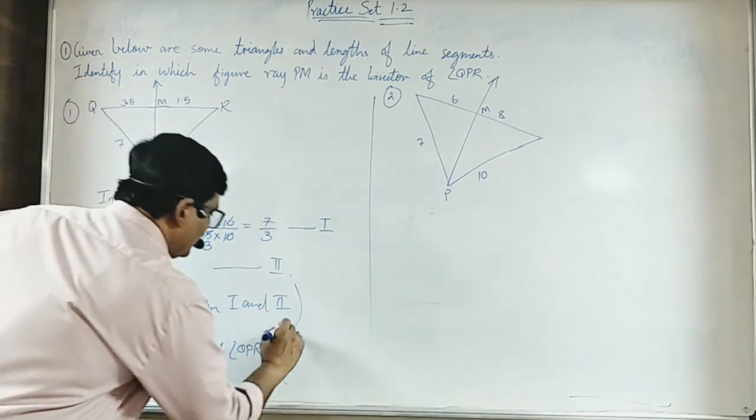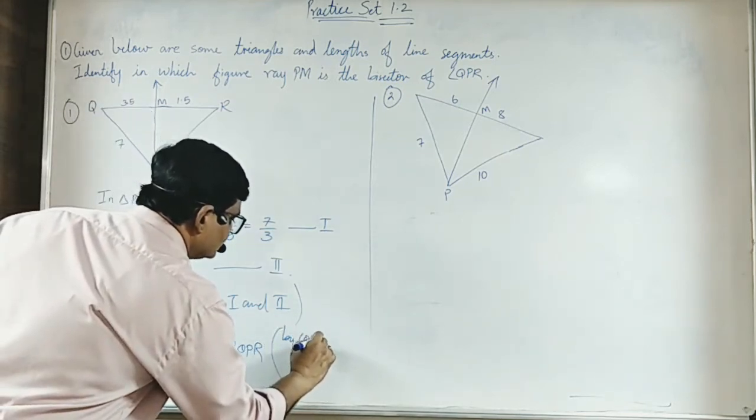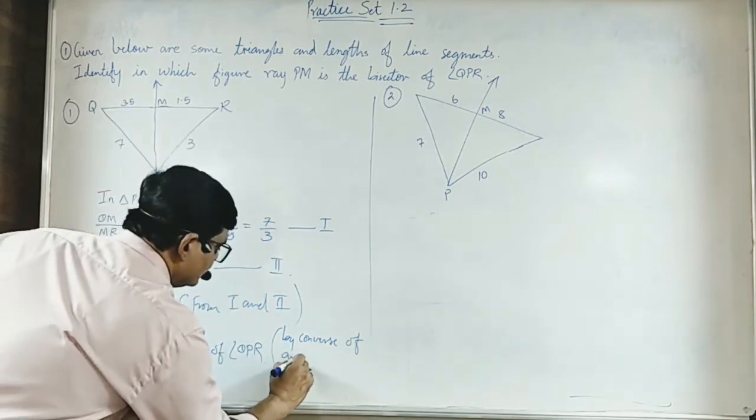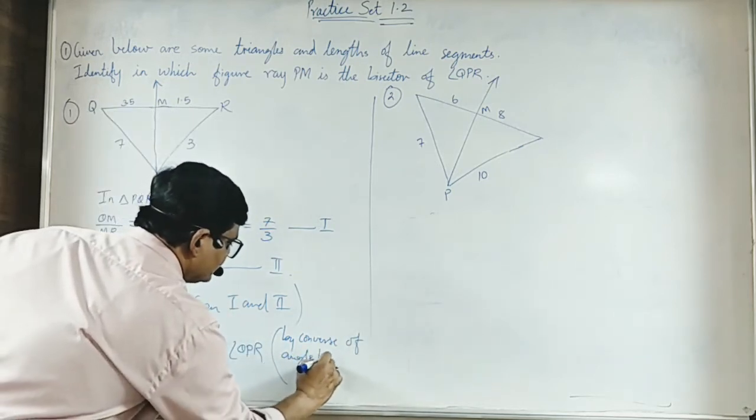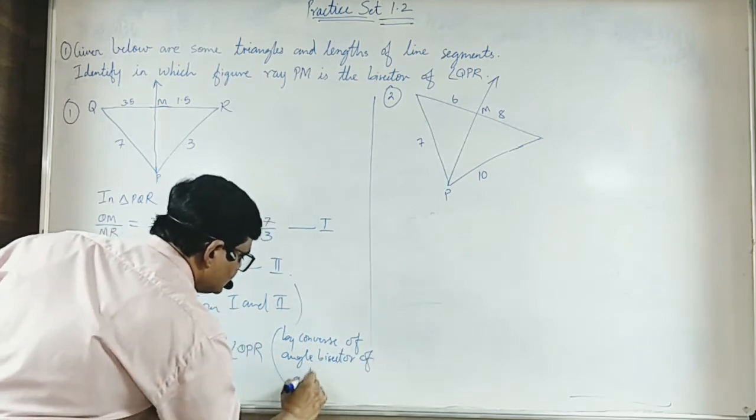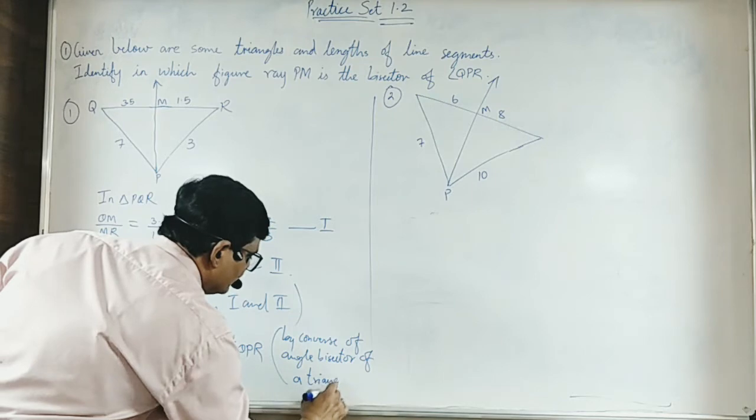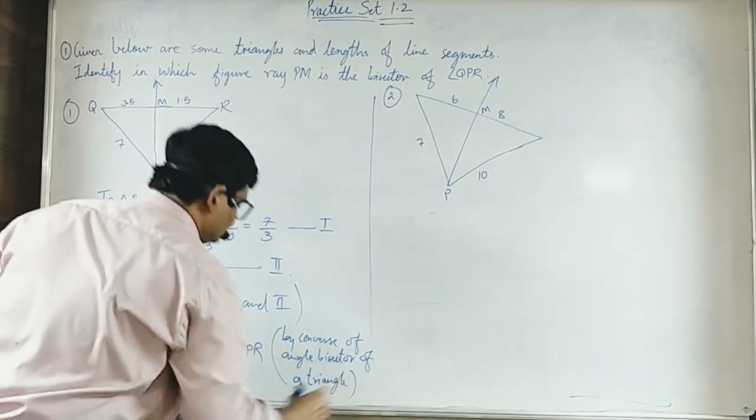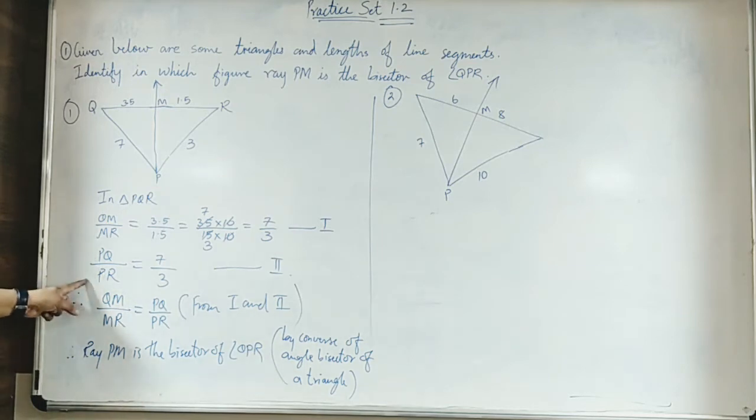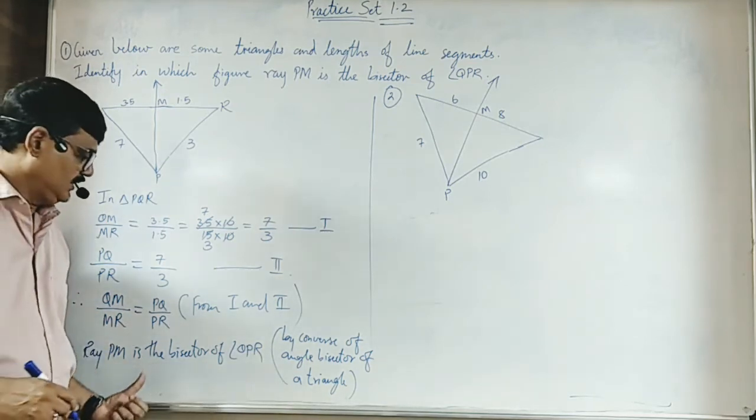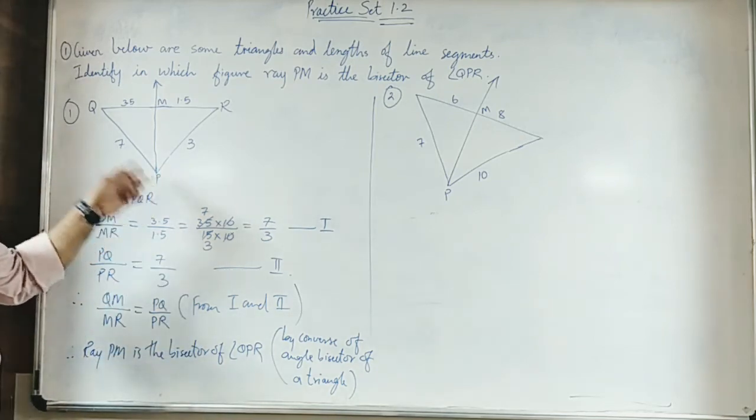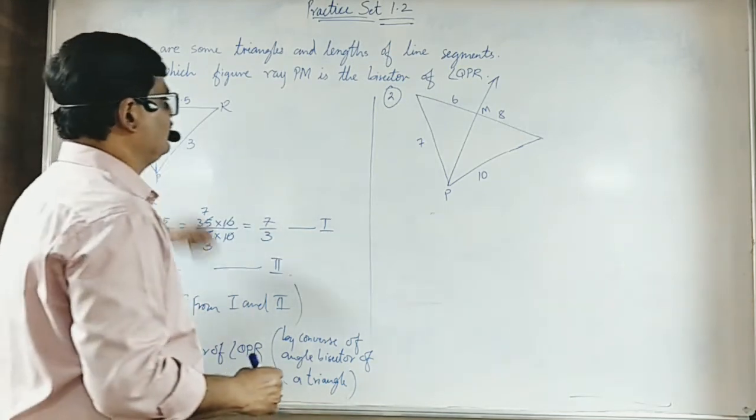by converse of angle bisector of a triangle. So can you see this over there? Here in this case the ratios we proved equal. If the ratios are equal, then PM is a bisector. So here in this case we got PM as a bisector of the triangle.